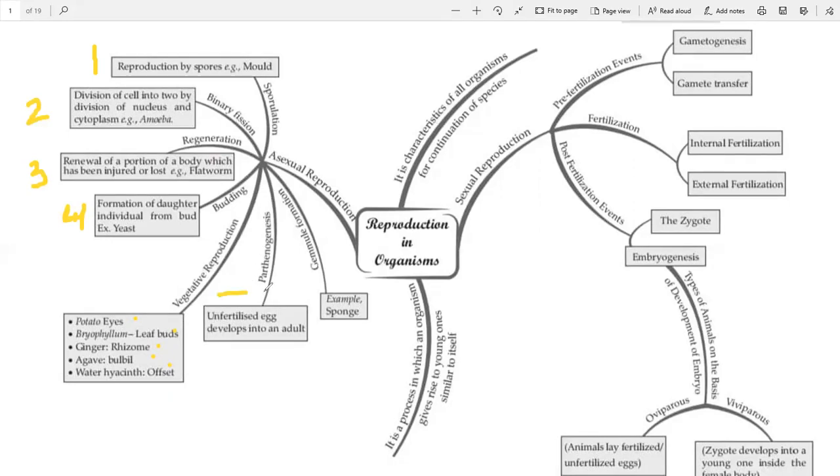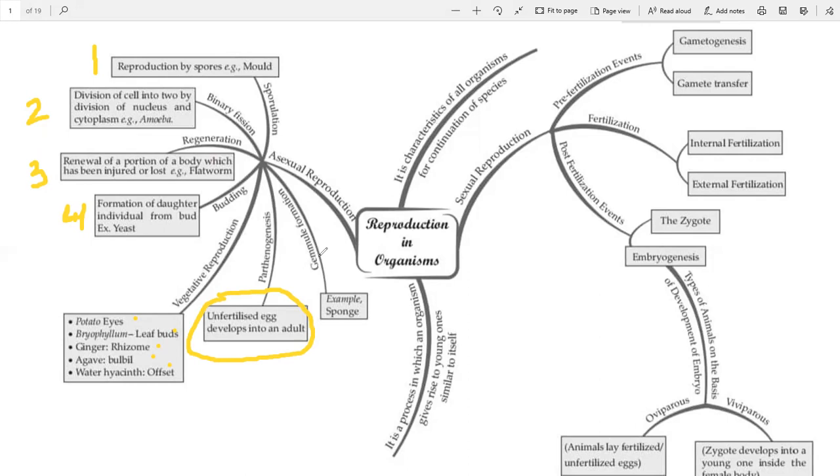It is an unfertilized egg. This egg is not fertilized, so it is categorized under asexual reproduction. And the last one is gemmule formation. Example is sponges.